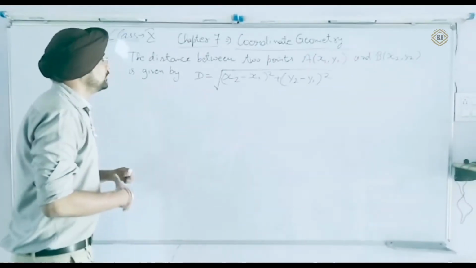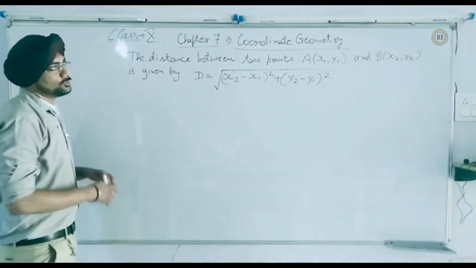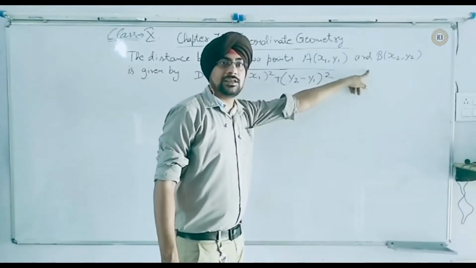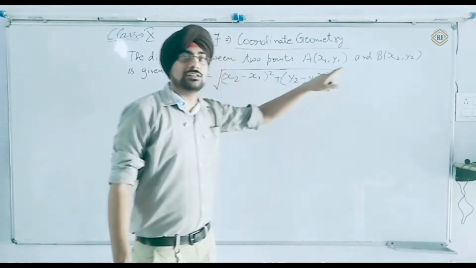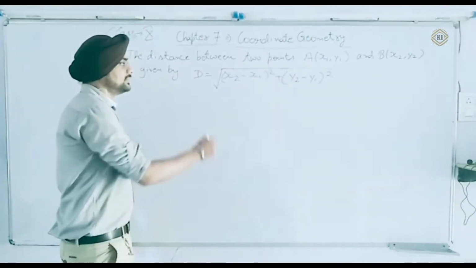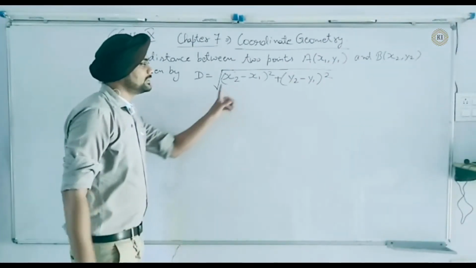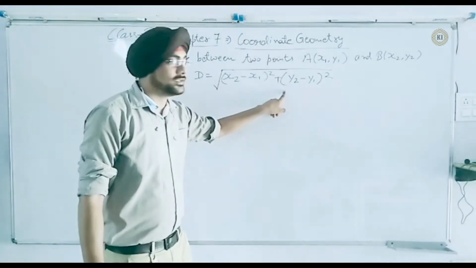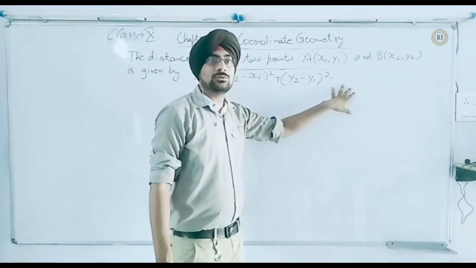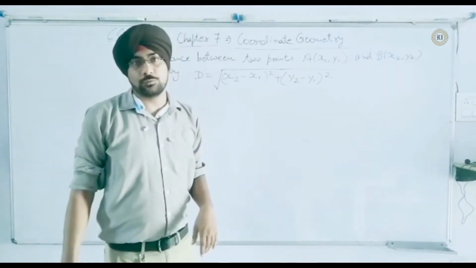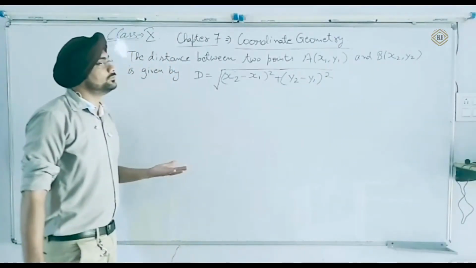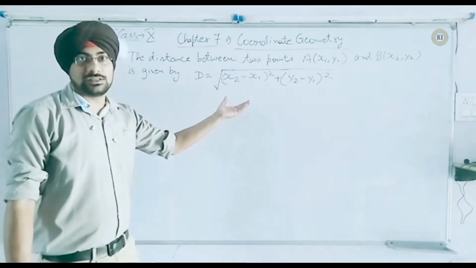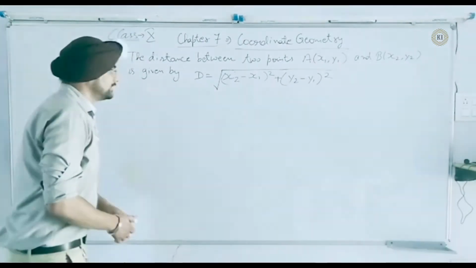Now see what is the distance formula. Suppose you have 2 points A (x1, y1) and B (x2, y2). So the distance between the points is d = under root (x2 minus x1) whole square plus (y2 minus y1) whole square. This is the formula to calculate the distance between 2 points. Now I am going to prove how this formula has been derived from the graph. So let us see here.